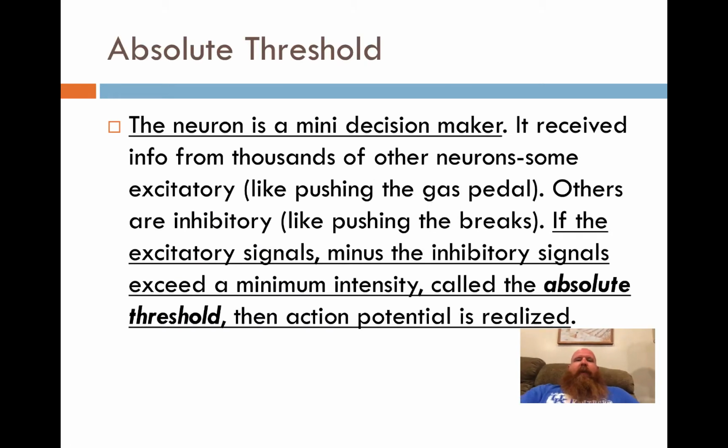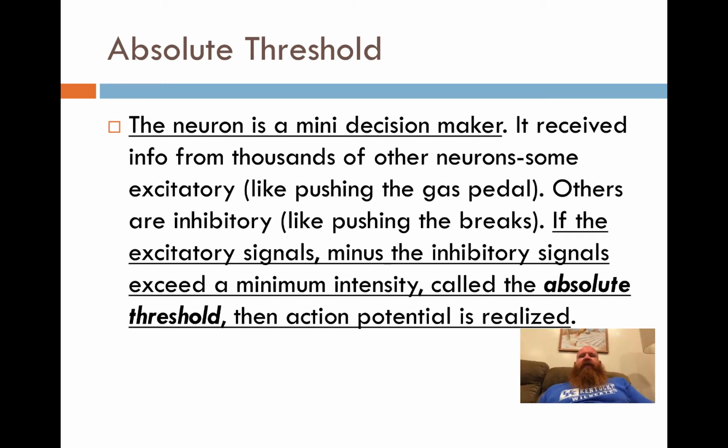Now we're going to talk about this thing called absolute threshold. This is the amount of signal that it takes essentially for the cell to fire. The neuron is a decision maker, and that's what the nucleus does. It receives information from thousands of other neurons. Some are excitatory, like pushing the gas pedal, and others are inhibitory, like putting on the brakes. If the excitatory signals minus the inhibitory signals exceed a minimum intensity called the absolute threshold, then action potential is realized. Essentially, think of it like this, okay? I'm going to try and back you up a little bit.